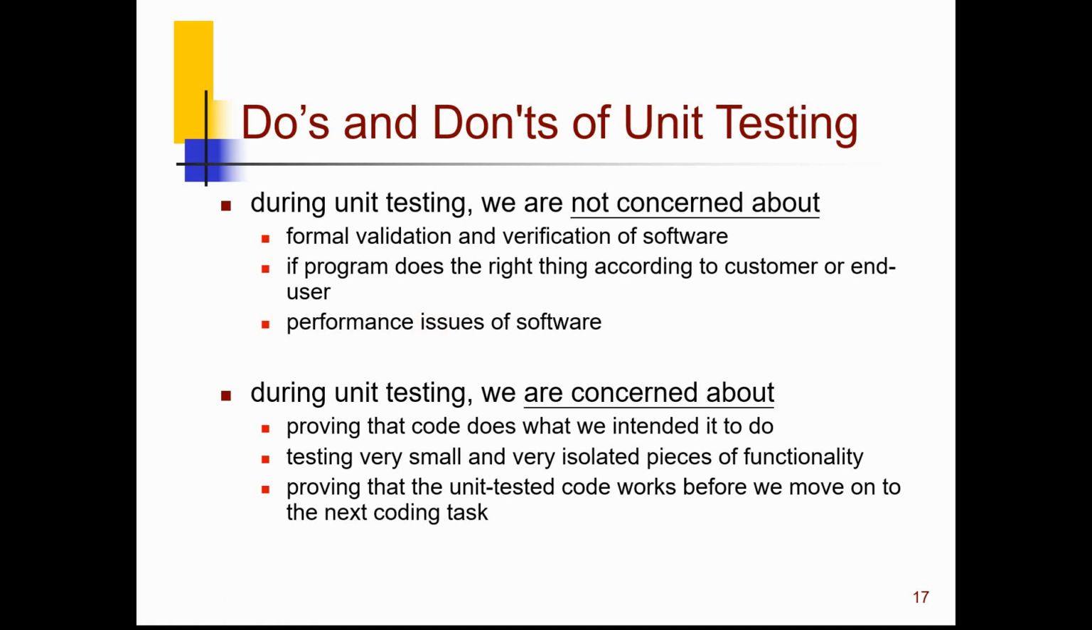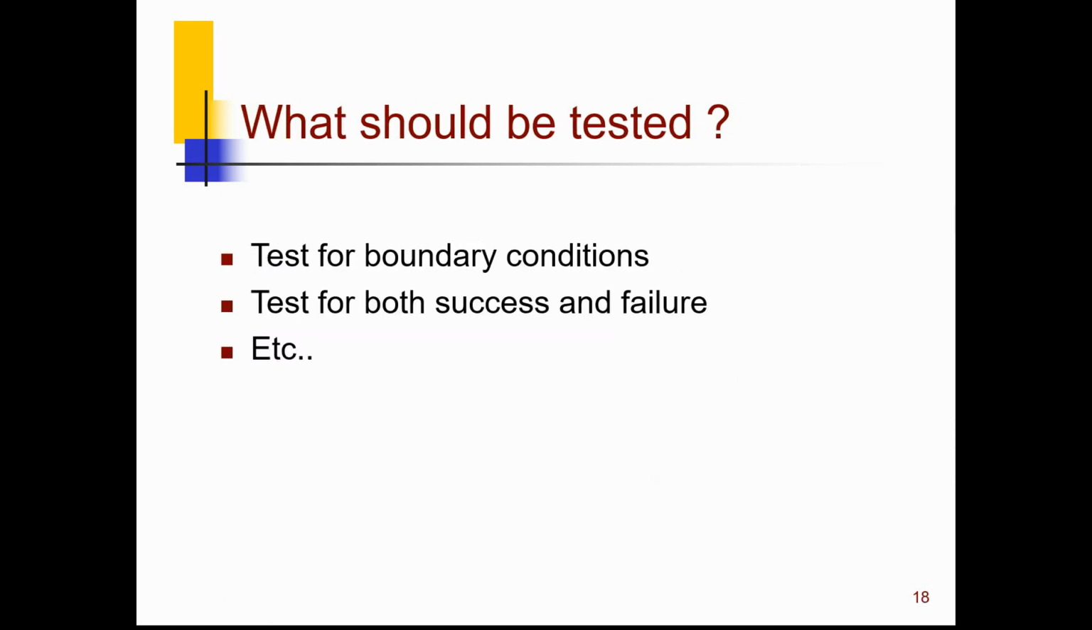During unit testing we test only one isolated small part of the software. We cannot use that small part to answer the verification or performance of the software. But during unit testing, we focus on proving the code does what we intend it to do, testing a very small and very isolated piece of functionality, proving the unit-tested code works before we move on to the next coding task. So we test a small part, and we don't look at the big picture of performance or whether the software is what the customer wants. We don't do that.